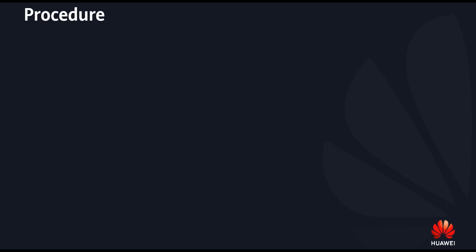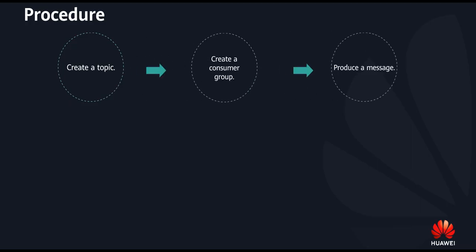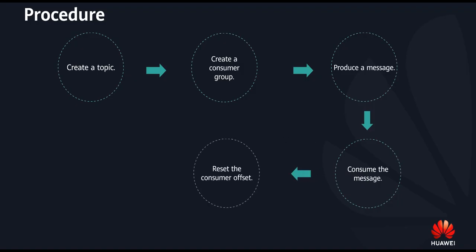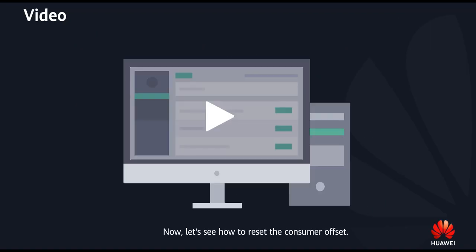To reset the consumption progress, create a topic. Create a consumer group. Produce a message. Consume the message. Reset the consumer offset. Now, let's see how to reset the consumer offset.